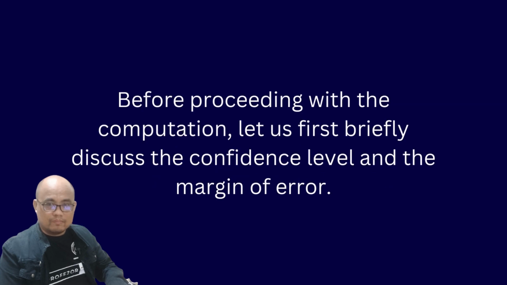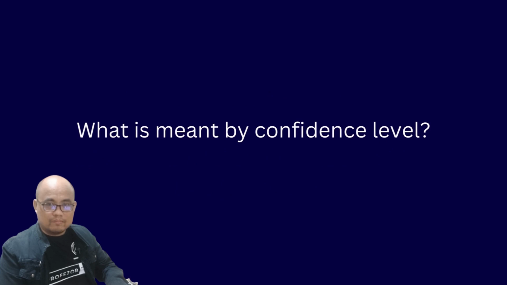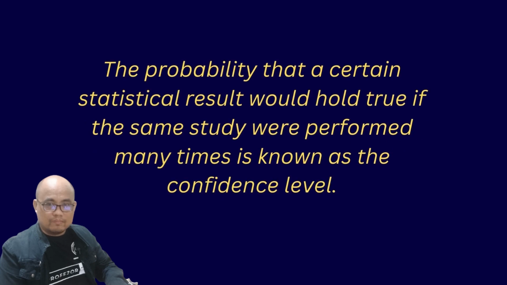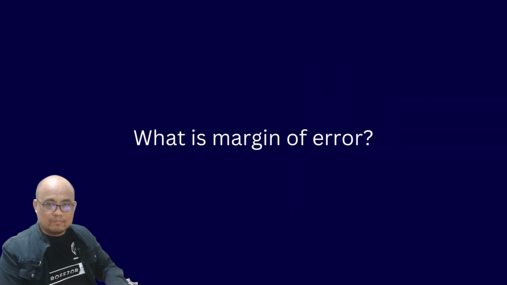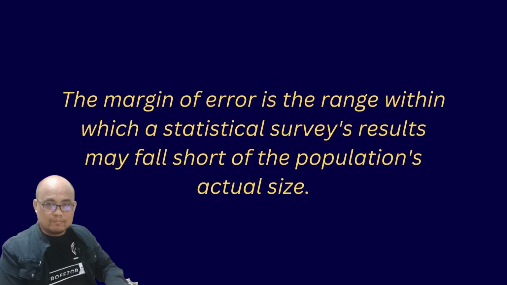Before proceeding with the computation, let us first briefly discuss the confidence level and the margin of error. Now, what is meant by confidence level? The probability that a certain statistical result would hold true if the same study were performed many times is known as the confidence level. How about margin of error? Or what is margin of error? The margin of error is the range within which a statistical survey's result may fall short of the population's actual size.